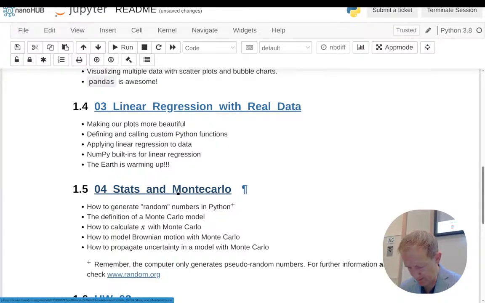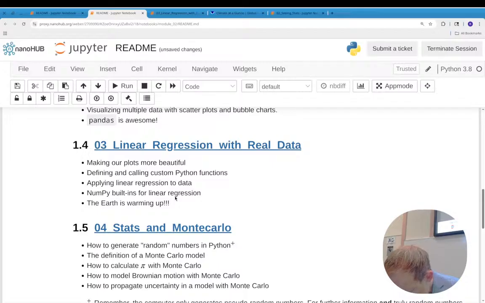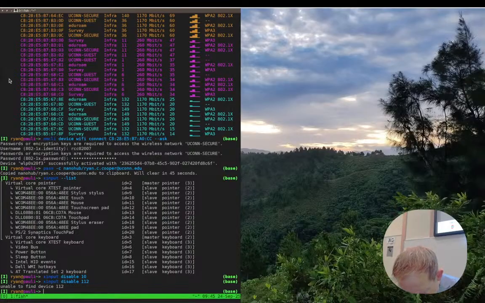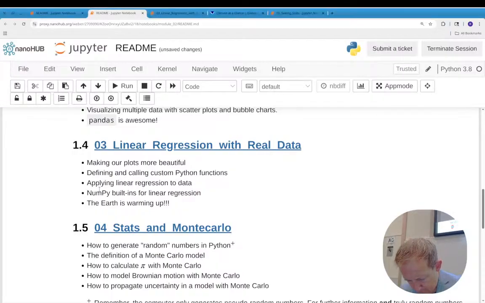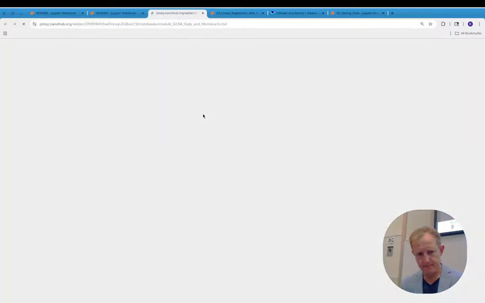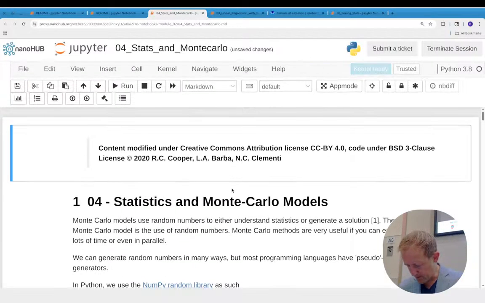Why can't I click? There we go. Lost my clicking ability for a second.